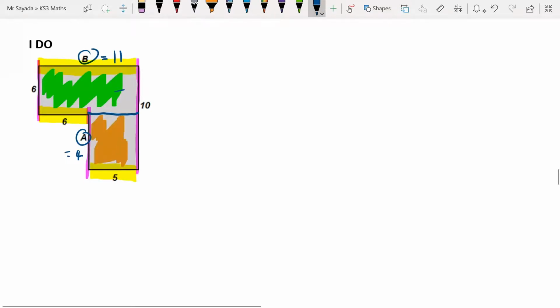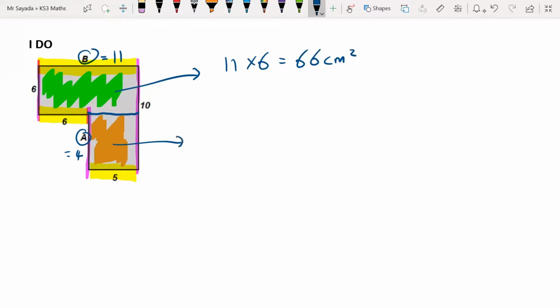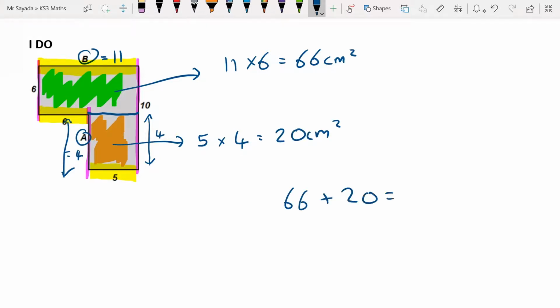So let's do the green rectangle first. So its length is 11 and its height is 6. 11 times 6, 66 centimeters squared. Now the orange part at the bottom. So the base is 5 and the height is this thing here, which we worked out on this side is 4. So it's 5 times 4, which is 20. And then we add the two together. 66 plus 20. 86 centimeters squared.